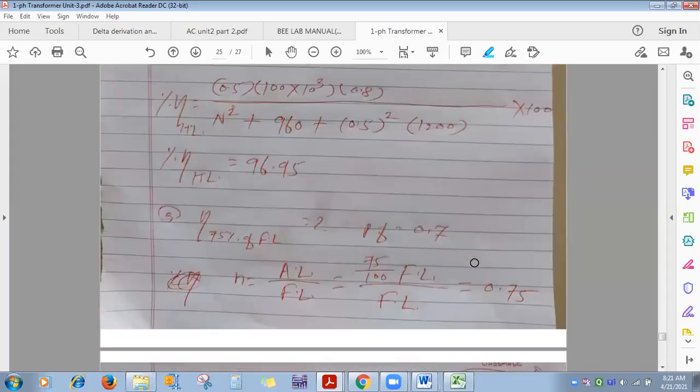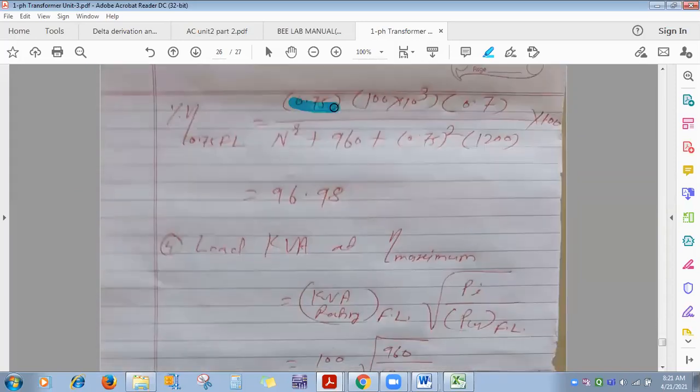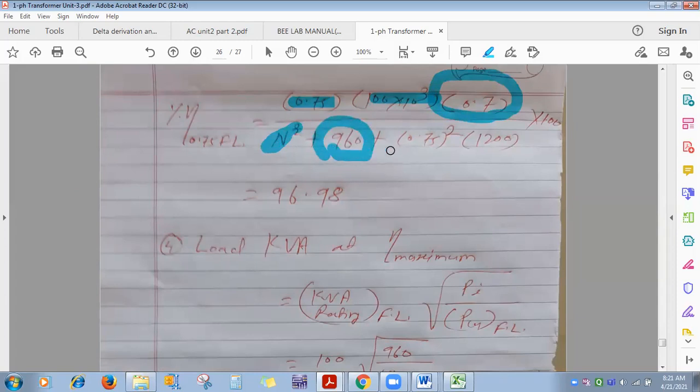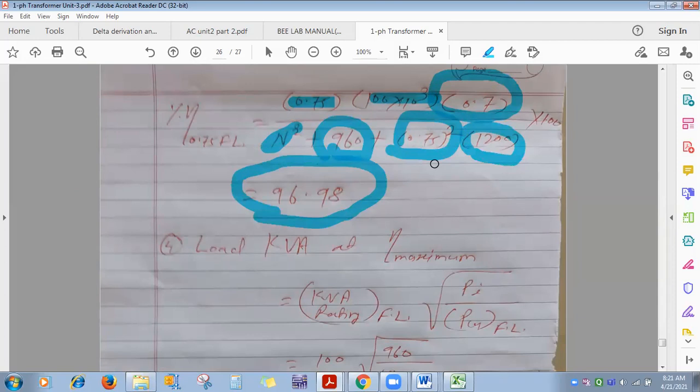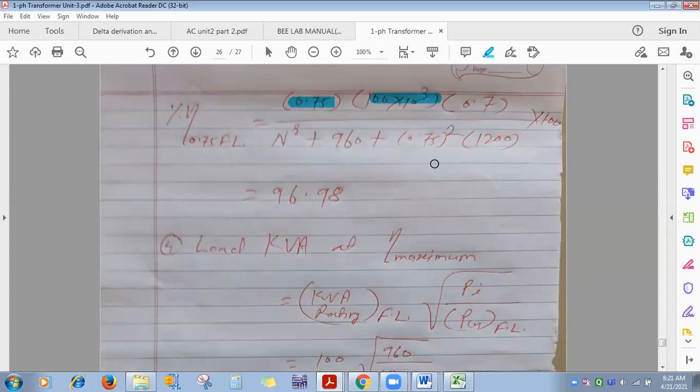Okay, so put the value. See here: 0.75 into 100 into 10 to the power 3, power factor is given 0.7, divided by the same parameter plus iron loss 960 given, plus N square we have calculated, 0.75 squared, into full load copper loss. So 96.98%. Okay, so easy. I think everyone can calculate.